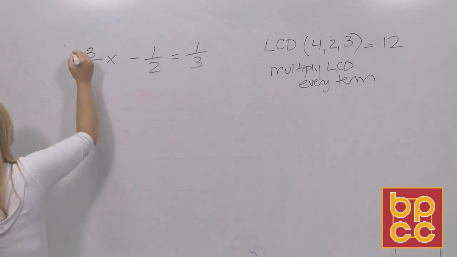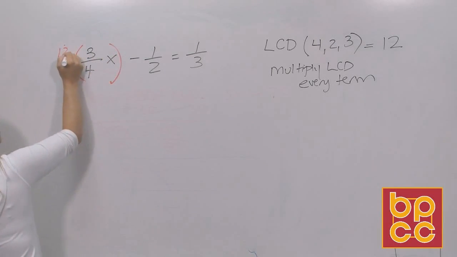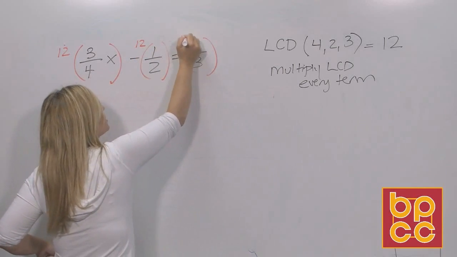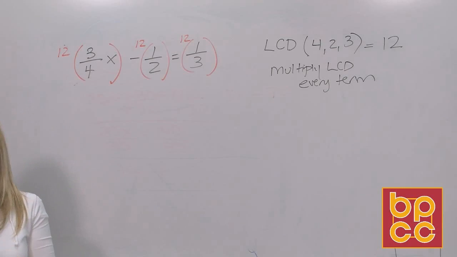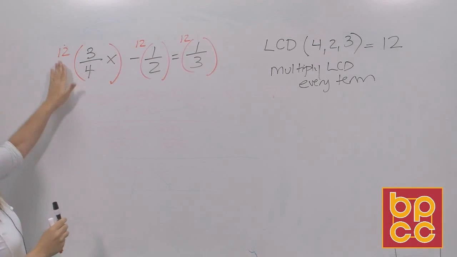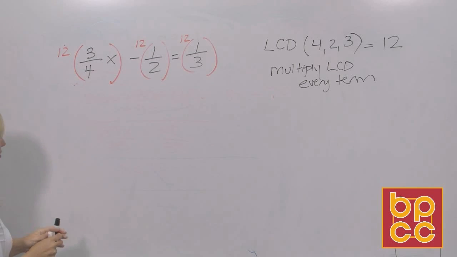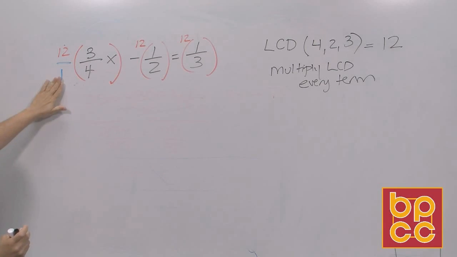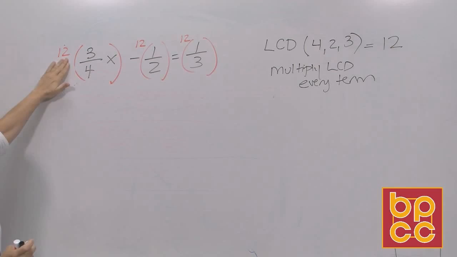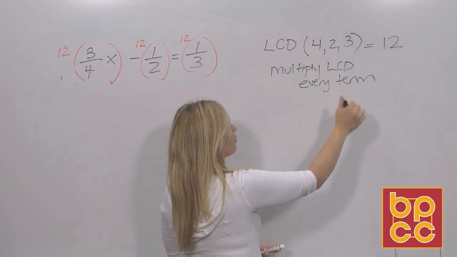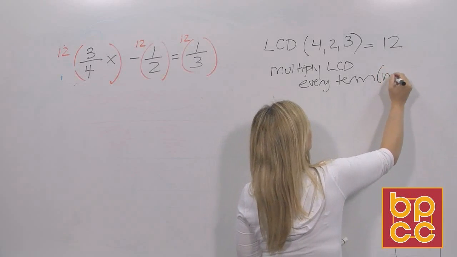So you're going to see me put a parenthesis to show multiply, I'm going to multiply by 12. Put a parenthesis, I'm going to multiply by 12. Put a parenthesis, I'm going to multiply by 12. Now, if you look closely, I put the 12s in the numerators. I didn't put it in the denominator. Because think about this. If you wrote 12 as a fraction, it would be 12 over 1. So we really don't have to write the divide by 1. So what you've got to understand is you're going to take that LCD, multiply the LCD to every term, and it's going to go in the numerator.